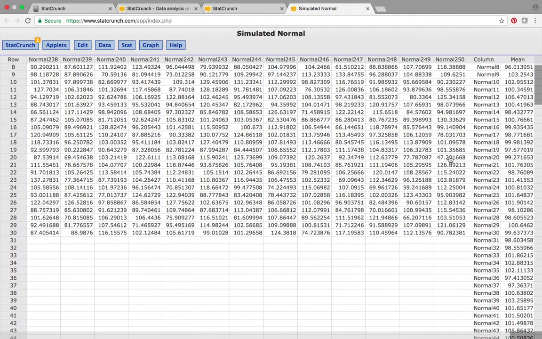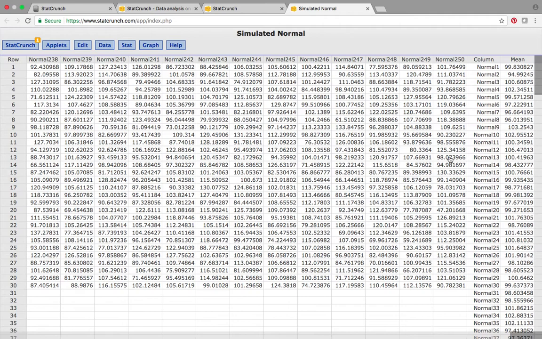So now if I come way over here to the right, I can see that my first sample had a mean of 99.83. My second sample had a mean of 94.99. My third sample had a mean of 100.61. I promise you I won't go very far. Can you imagine if it went all the way down to 250? So I've created these sample means.